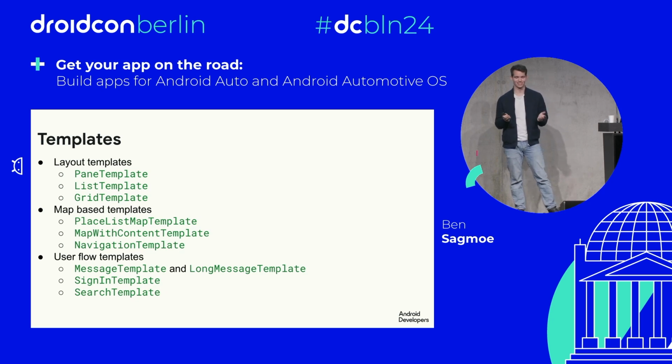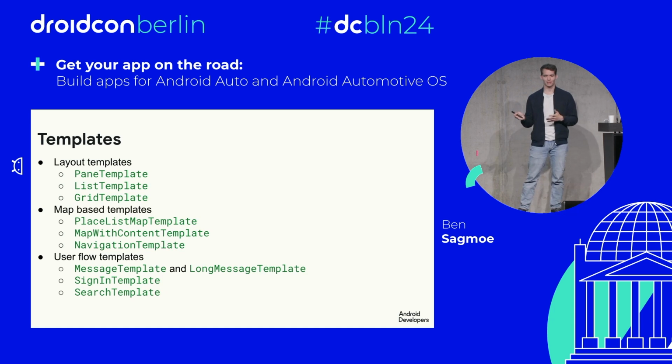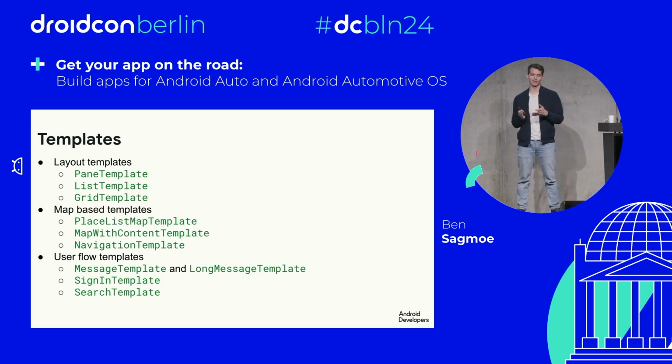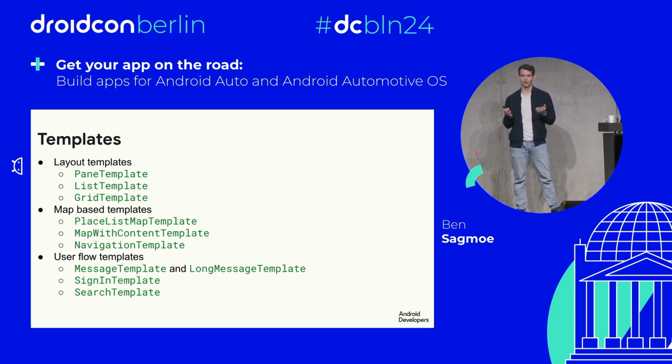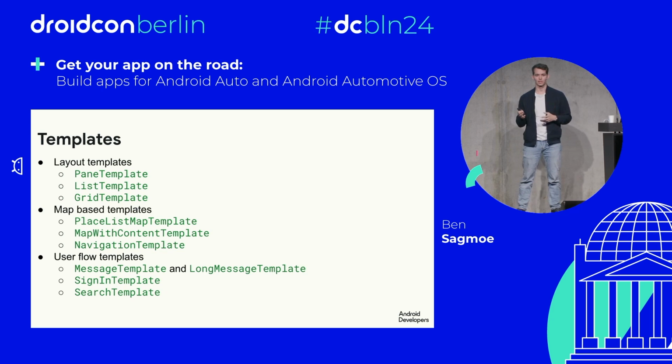Then there are some map-based templates, and those allow you to put your content alongside a map. These are mostly apps built for use while driving, so having a map is often super helpful for users to get the context of where am I going, what am I doing, and what is the importance of all of this content that I'm seeing, in a quick and glanceable way.